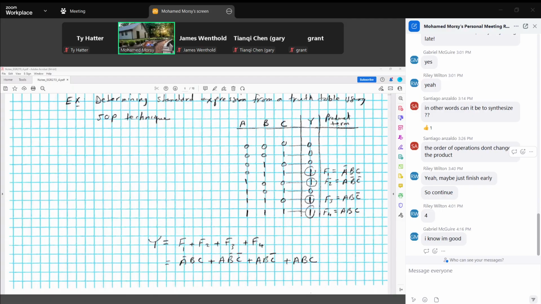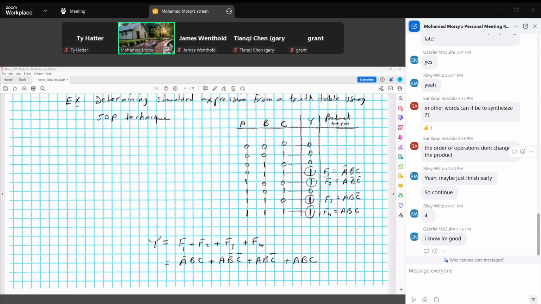So we have ones here. Put the ones in a circle, just to differentiate between ones and zeros. All ones you see in Y, put it in a circle. And now look at the corresponding inputs. What we have, A is 0, B is 1, C is 1.